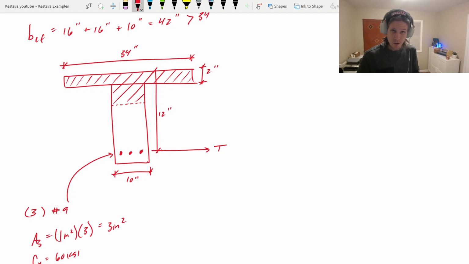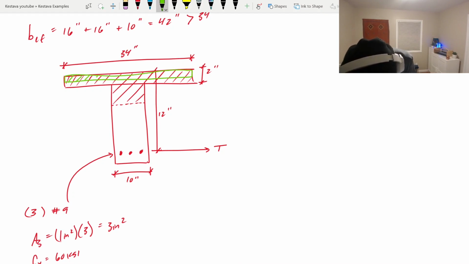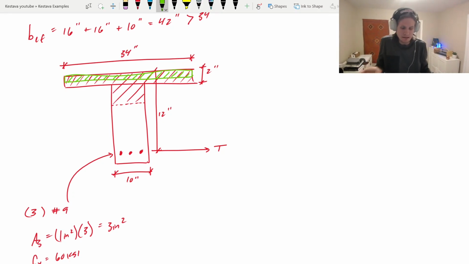And do we even know if the compression block looks like I've drawn it? What if that block is actually just all up in the flange and it doesn't even make its way down into the web? Like, I don't know. And you're looking at me like, yo, Rich, I don't know. You're telling me right now. Which one is it? What are we doing? Okay, let's walk it through.